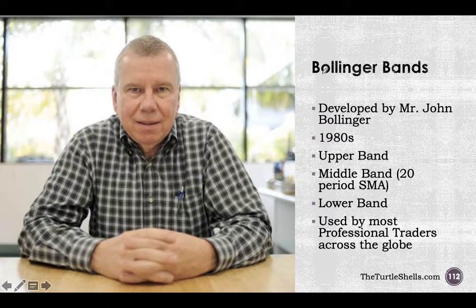John Bollinger introduced the Bollinger Bands in the 1980s. Basically there are three bands: the upper band, the middle band, and the lower band. The middle band is a 20 period simple moving average. Now those of you who are beginners, don't worry about this. I will explain what these bands are.